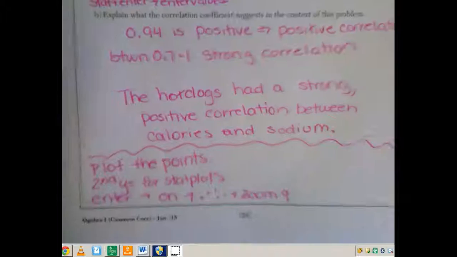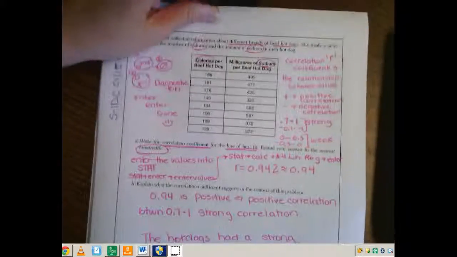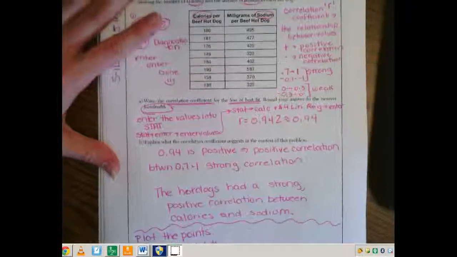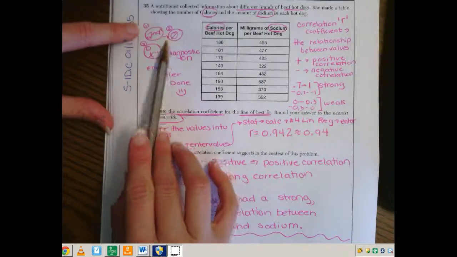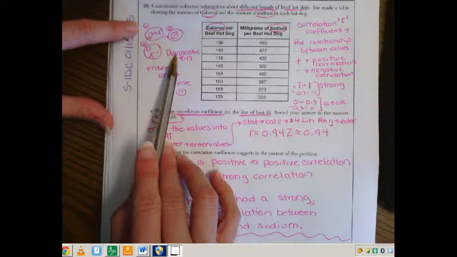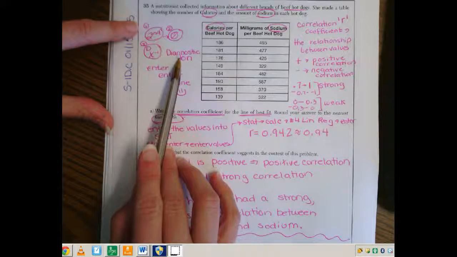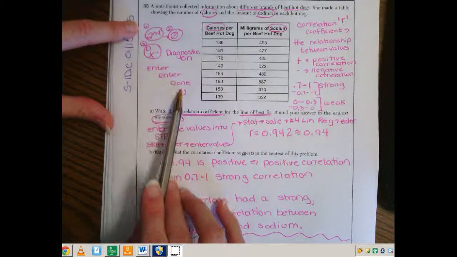I'm going to do one more quick big overview so you can look at everything real quick. Basically, we had to go to second 0, hit the D to go to diagnostic on. You also could have used your arrows. Then we hit enter, enter, and we got done.